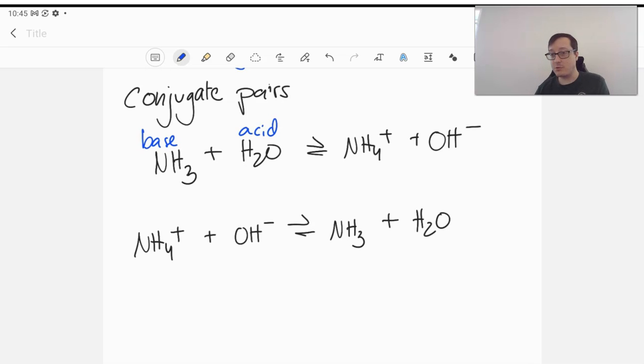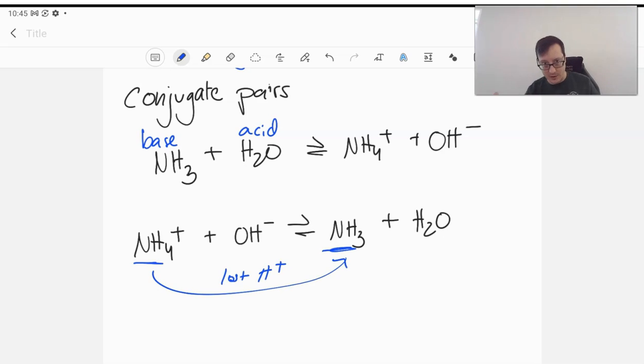If we just focus on the reverse reaction, though, if we see what's happening over the course of the reaction, we see that if we're going to go in reverse, the ammonium ion will lose a proton and the hydroxide will accept one. And in this case, the ammonium is our acid and the hydroxide is our base.